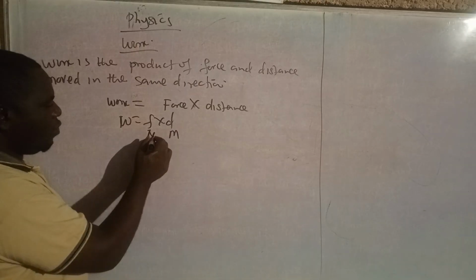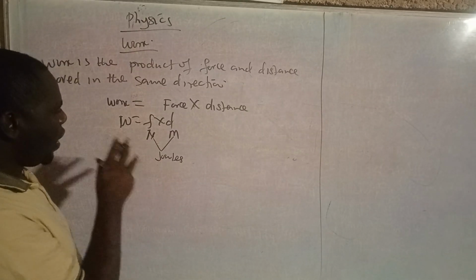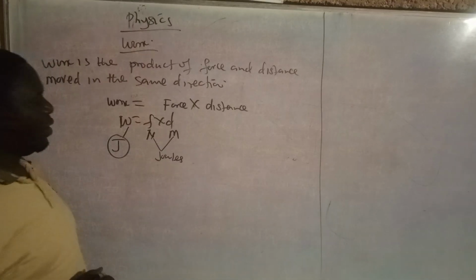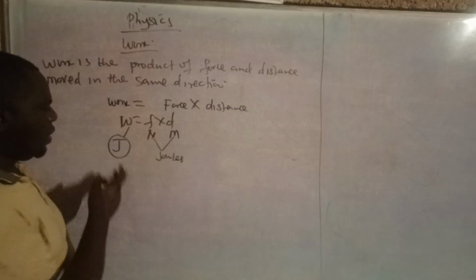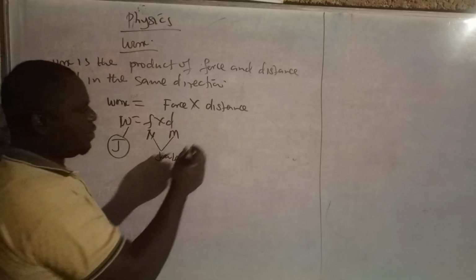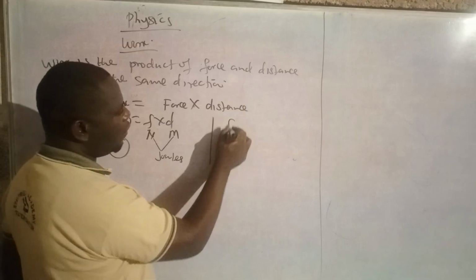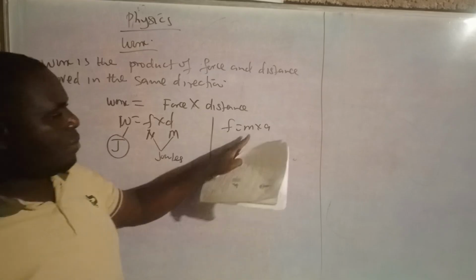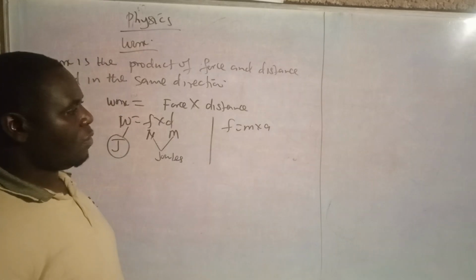When we have these two, we call it joules, which means work is measured in joules, given by capital J. So if the question demands you to find work, the answer must be in joules. And this is the formula for work. Sometimes they cannot give you the force. So for us to find force, we can use the formula: force is equal to mass times acceleration. This mass must be in kg and acceleration in meters per second squared, or newton per kg.